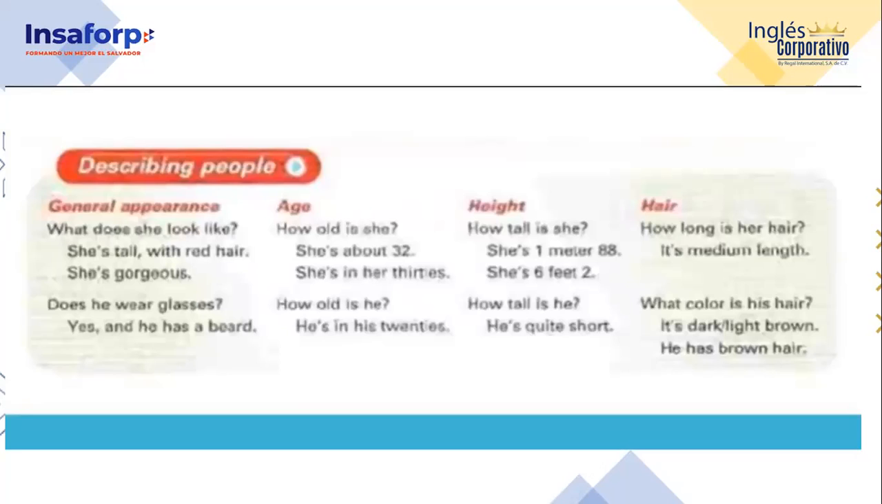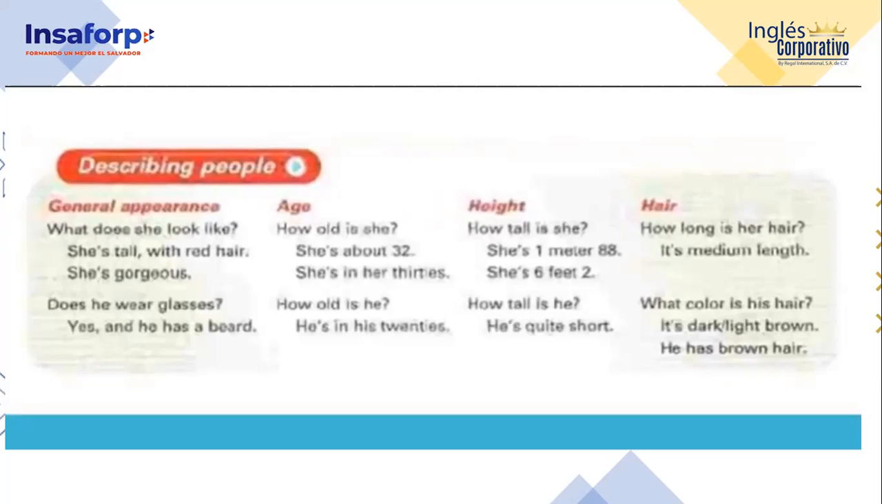We have the other one here. How old is he? He is in his 20s. What about height? It says, how tall is she? That is the question. Para preguntar qué tan alta es una persona, we use how tall is she? Then the answer, she is 1 meter 88. She is 6 feet 2. How tall is he? In case it is a man, you say, how tall is he? He is quite short. Él es un poco pequeño. No es muy alto, but he is quite short.